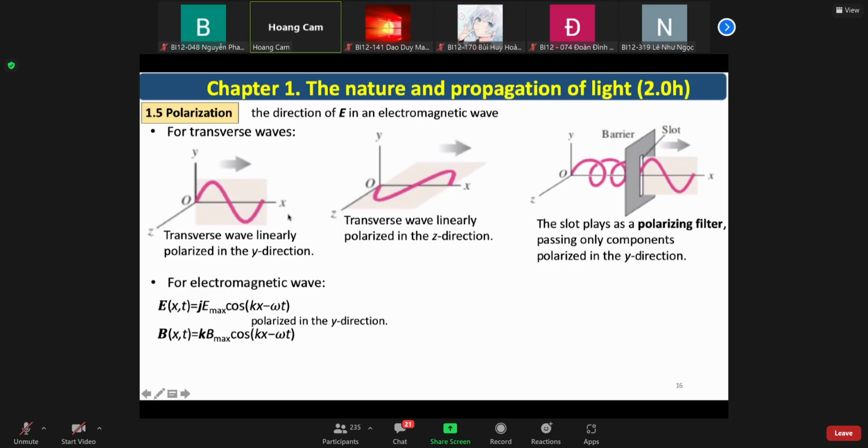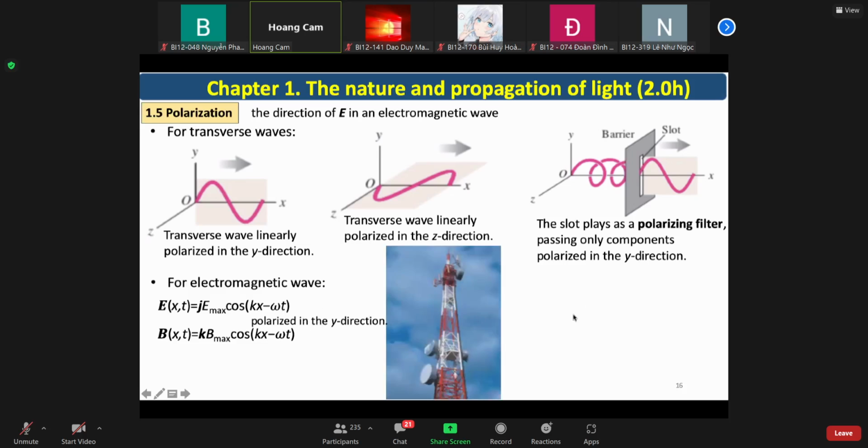Keep in mind that. So here we have one example of the antenna, the broadcast antenna, in order to provide the signals. I know that we are a little bit over time now, but please keep calm and we will continue to finish this part.